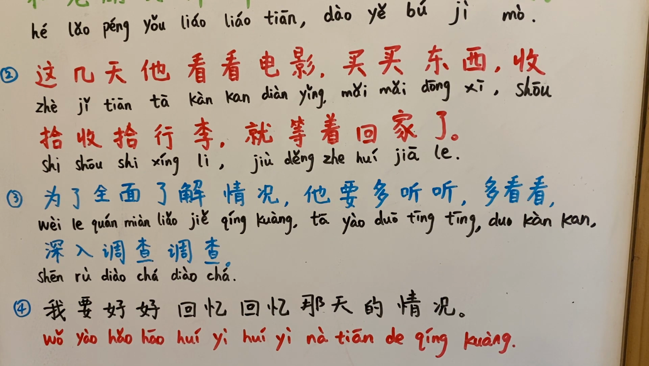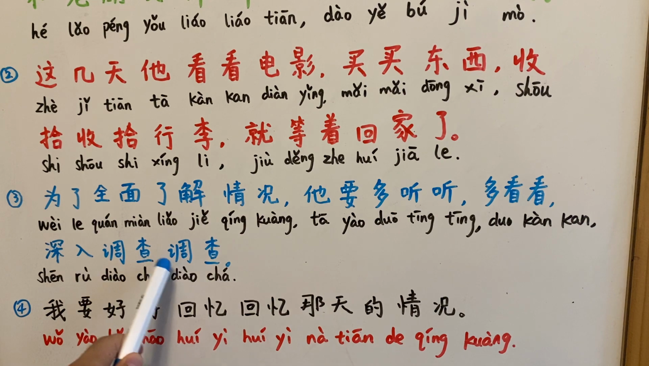So here's another situation to use verb reduplication if you want to extend the verb, which originally, this one 听听, indicates a short period of time. If you want to extend that period of time, you put an adverbial which has a meaning of longer time. 多听听 means listen more, right? Listen more. 多看看, look more.